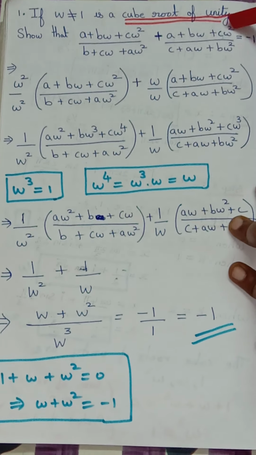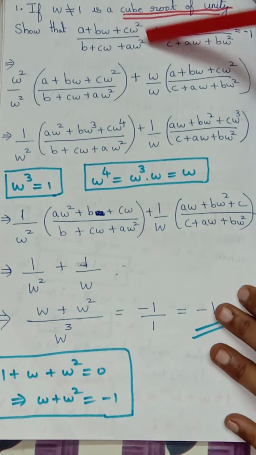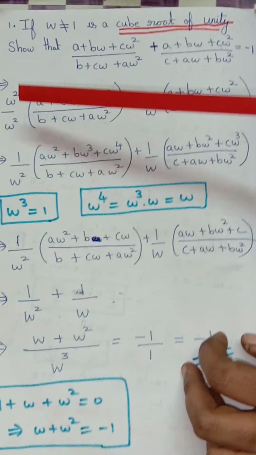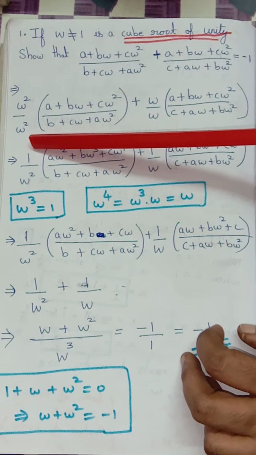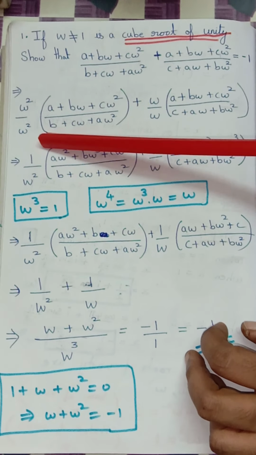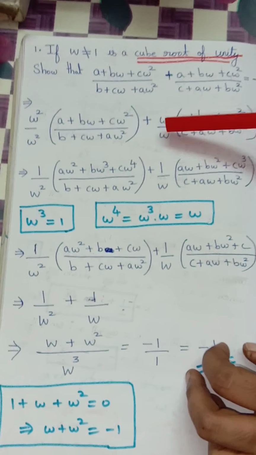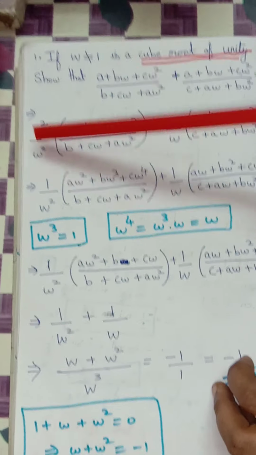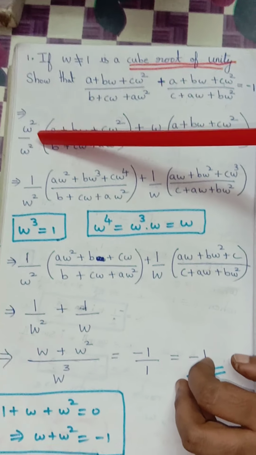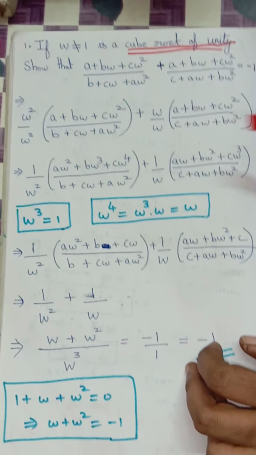Only clue we have in our hand is cube root of unity. Now what I am going to do is, the first term, let me multiply and divide by omega square. Similarly, the second term, let me multiply and divide by omega. So the meaning is not changed. Without changing the meaning of the question, we are introducing the new terms.